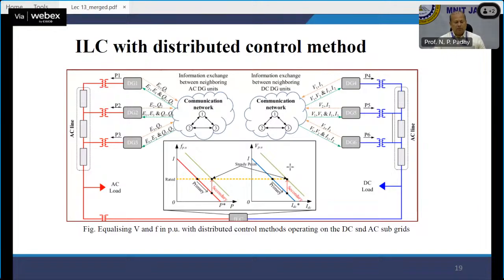AC side is talking about P and F. DC side is talking about V and P, or V and I. Okay, and then we have communication between these two grids, and finally we have a group control mechanism. We have primary control, secondary control, and finally we settle to a rated steady state operation.